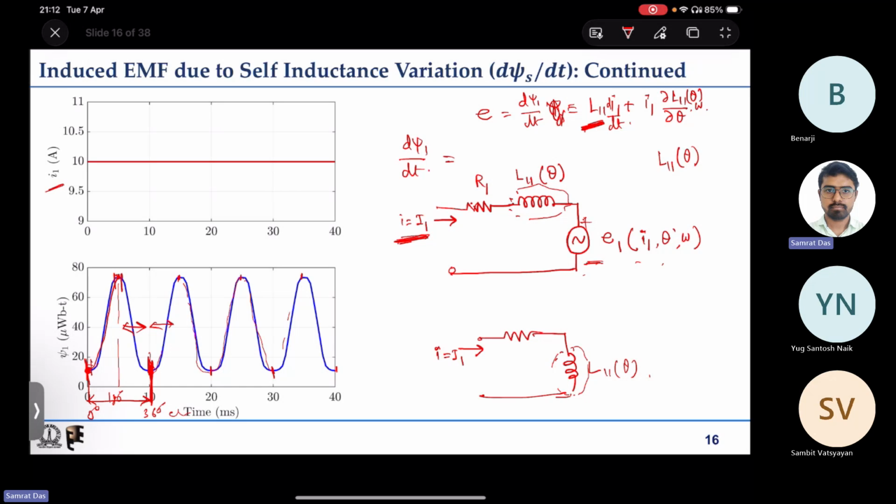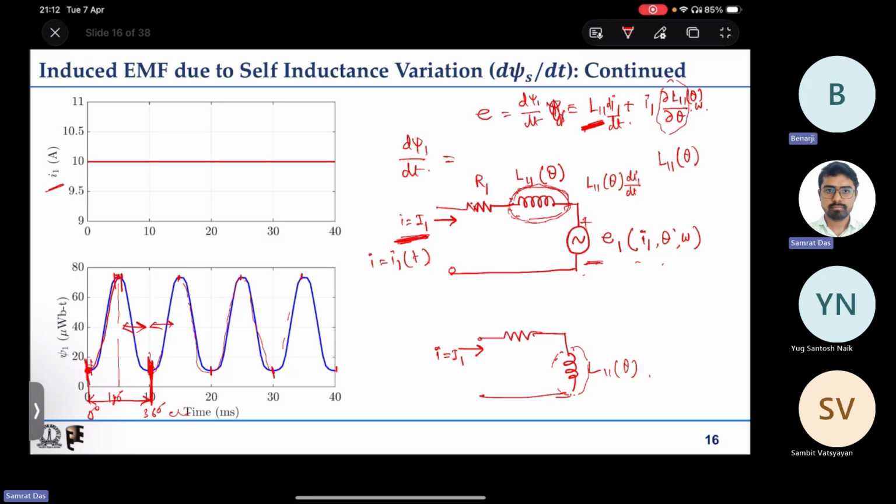But if I pass some time varying current, say i equal to small i1, which is a function of time, then this will have some voltage which is L11 di1/dt, and the induced EMF will depend on the instantaneous current and rotor position. Yes, it will depend on that. But how does that partial differentiation of inductance change?